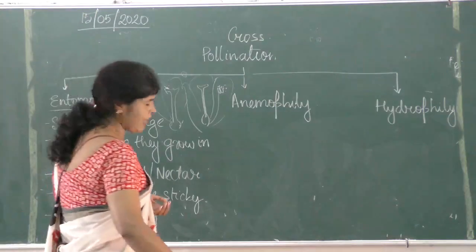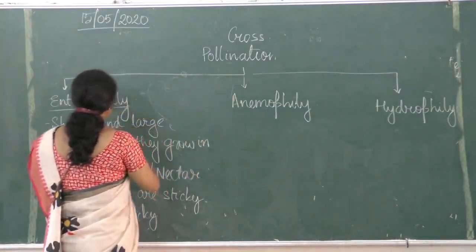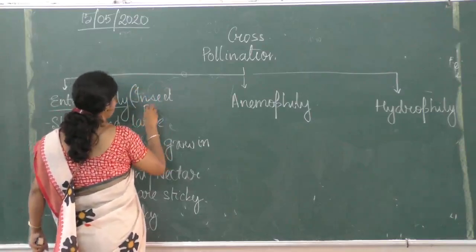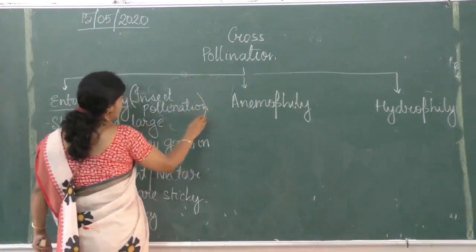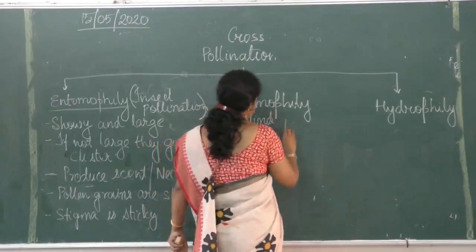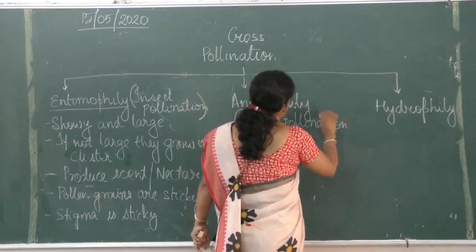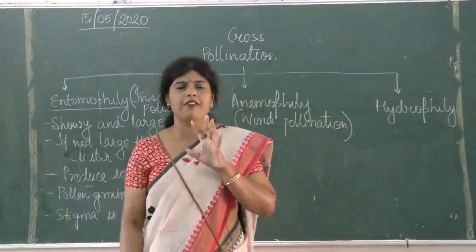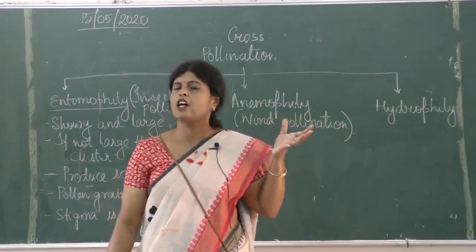Okay. Now we come to anemophilous flowers. Anemophily. What is anemophily? Anemophily is wind pollination. So wind need not be attracted. That is the reason the flowers are not showy. They are small. They do not waste energy in making the flower showy.